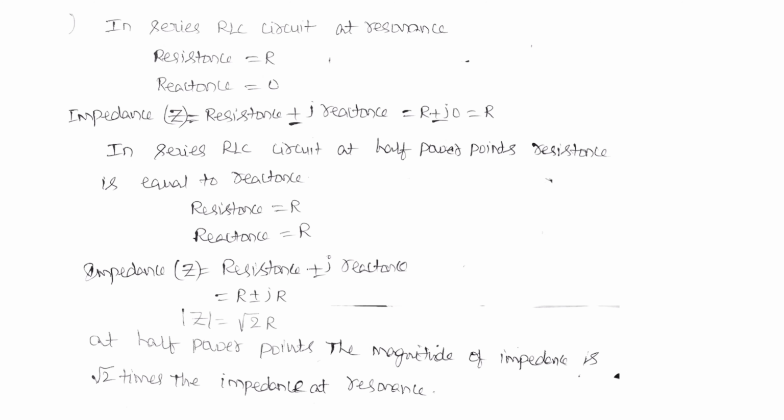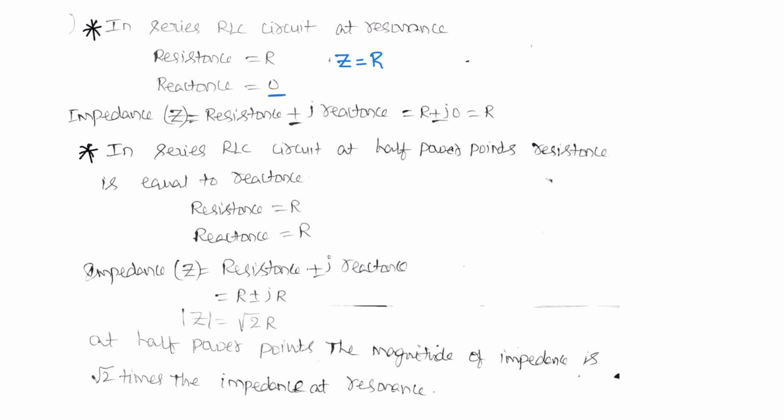So we know that in a series RLC circuit at resonance, reactance is 0. Reactance is 0 means the total impedance is equal to resistance, so Z is equal to R. In a series RLC circuit at half power points, resistance is equal to reactance.